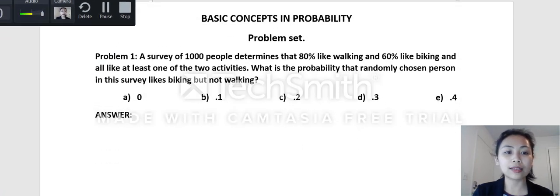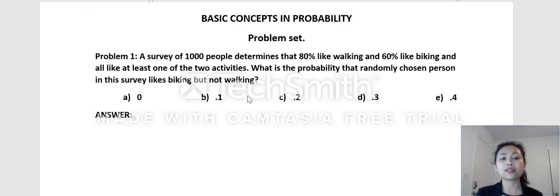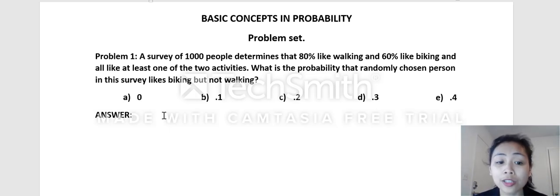Today I'm going to give you 5 exercises, 5 assignments. So first, problem number 1. A survey of 1,000 people determines that 80% like walking and 60% like biking, and all like at least 1 of 2 activities. What is the probability that a randomly chosen person in this survey likes biking but not walking? You see that, likes biking but not walking. So we have 5 answer choices here, either 0, 0.1, 0.2, 0.3, or 0.4.